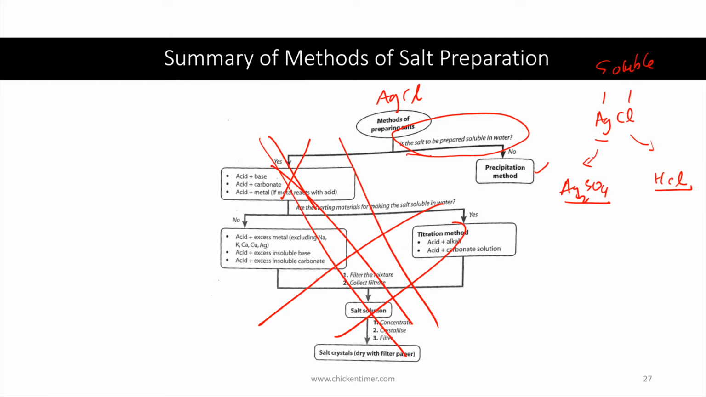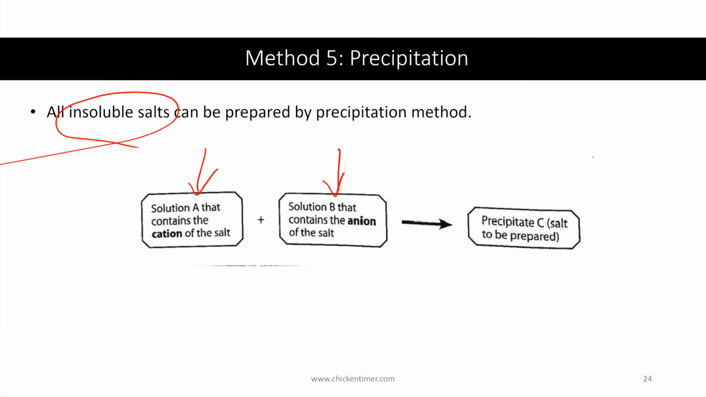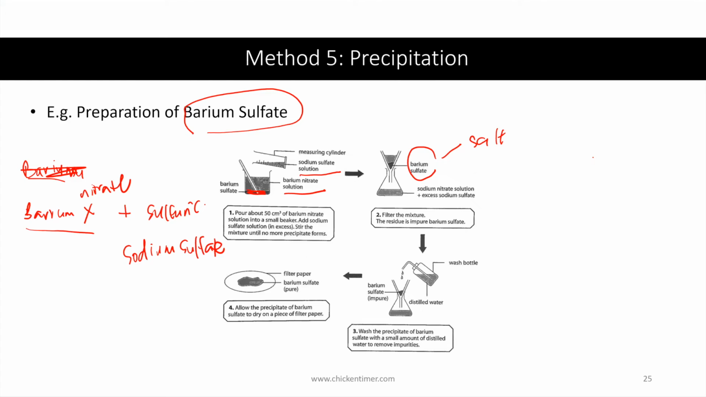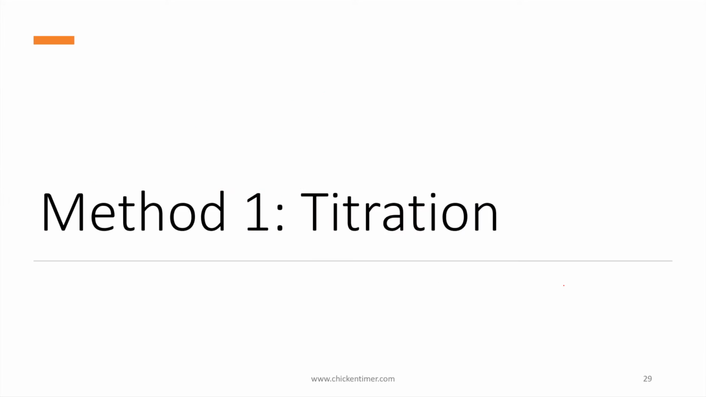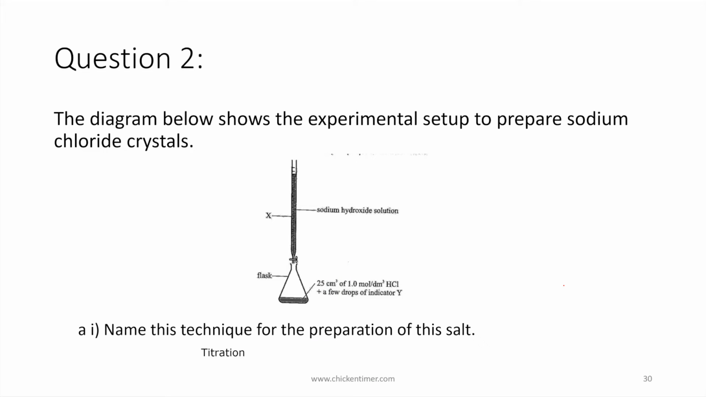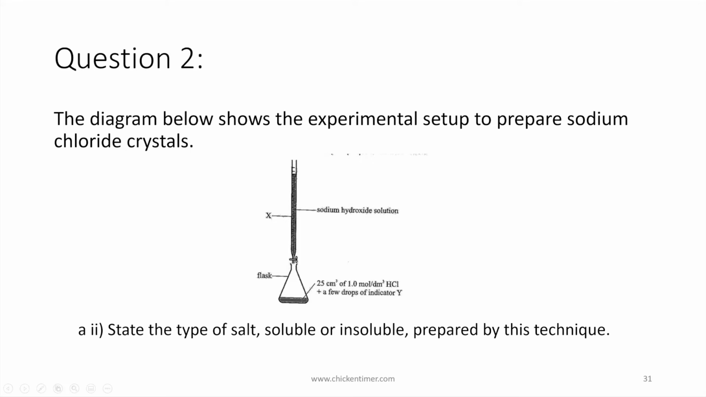Then you go back to the precipitation method here. You will have silver sulfate and hydrochloric acid. Pour them together, then stir until no more precipitate forms. Then filter the mixture and collect the silver chloride. Then wash the precipitate first, then dry it between pieces of filter paper. What is the name of this technique? Next one: state the type of salt, soluble or insoluble, prepared by this method. Soluble.